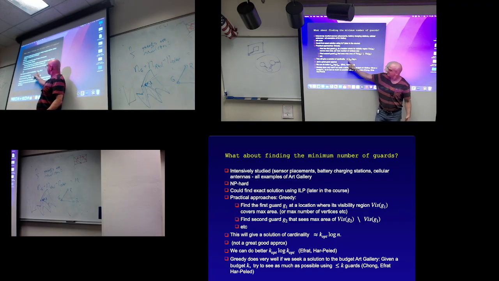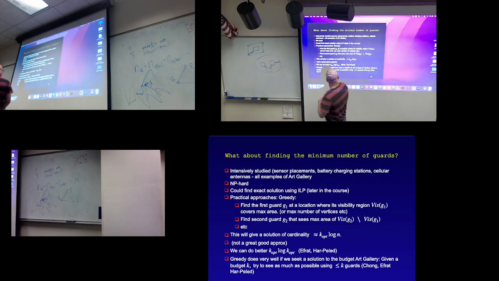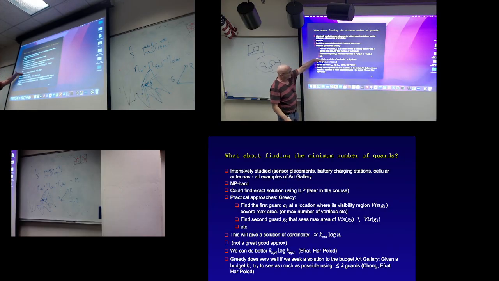It will give bounds that tell you the optimum number of guards times log n, where n is the number of vertices, and n can be huge. So even though it's just log, if it's terrain, you're placing cameras on terrain in 3D, it could be enormous, and it's not exactly clear how to bound it. So if I'm insisting on seeing the whole polygon, it's not a fantastic algorithm.